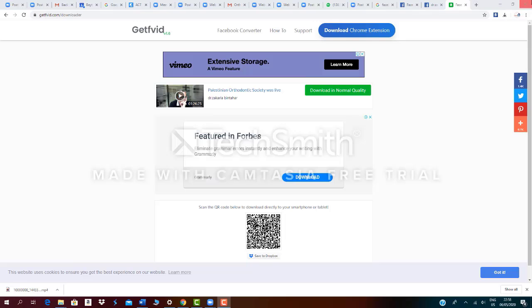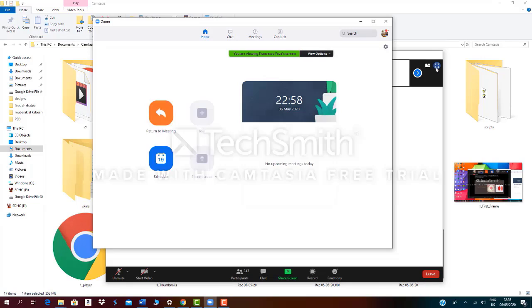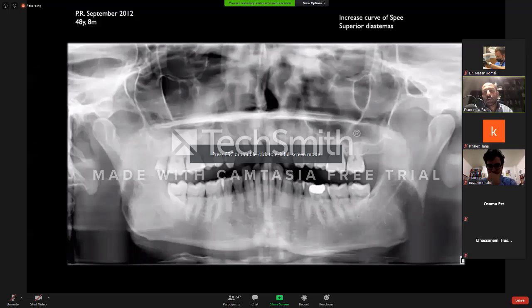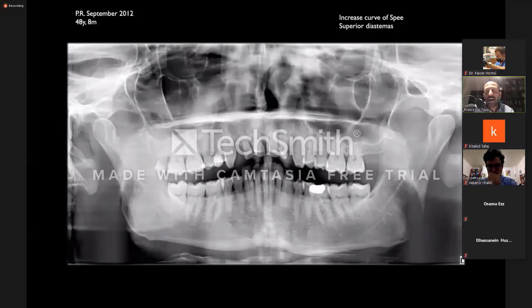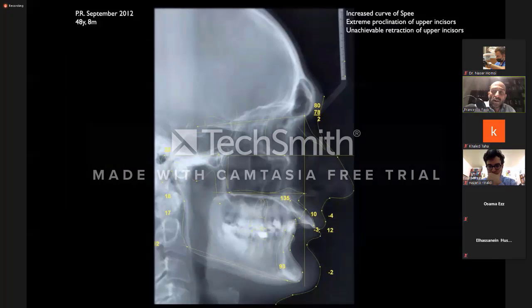After the diastemas, we can see spaces between the lateral incisors and the canines, between the upper centrals, and between the upper laterals and the upper right and left canines. Let's take a look at the lateral X-ray.